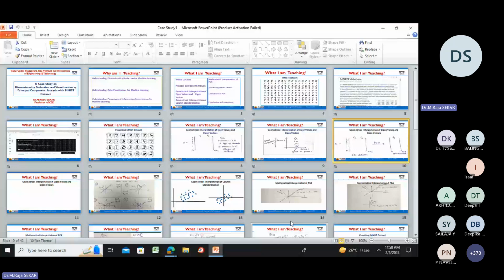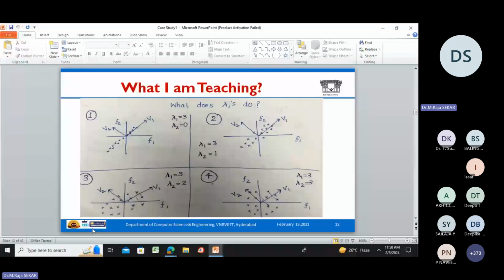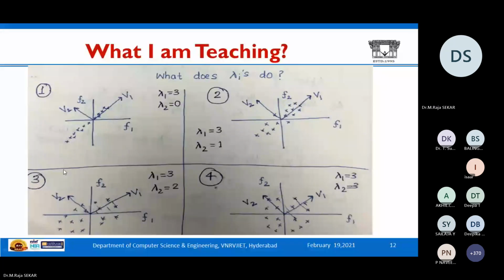Just see this one. This is one of the important slides. If you Google it, just type geometrical interpretation of eigenvalues and eigenvectors, and you will get this. Before explaining code, I am taking a 2 by 2 matrix. Why am I taking a 2 by 2 matrix? It is easy to understand.